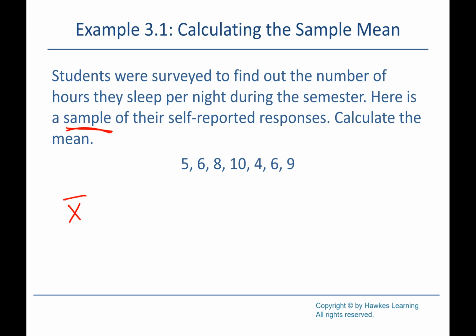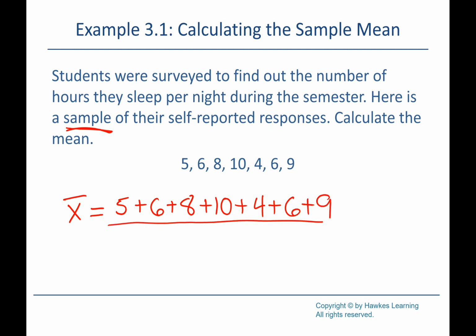That's a sample mean. Then to calculate this, we add up all the data values. So 5 plus 6 plus 8 plus 10 plus 4 plus 6 plus 9. And then we divide by how many data values we have. If you count those, we have 7 data values, or you could say our sample size is 7. Okay, and if you add those numbers on the top, you'll get 48.